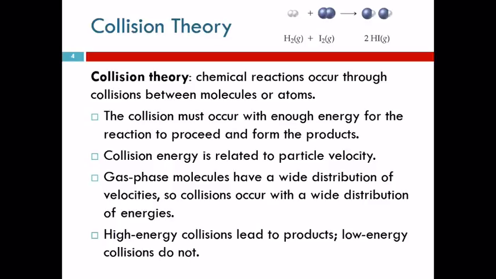And to look at that, we're going to talk about something called collision theory. Collision theory says that chemical reactions occur through collisions between molecules or atoms. So we're going to look at this simple reaction where one molecule of hydrogen reacts with one molecule of iodine to form 2 molecules of hydrogen iodide. So we have to have a collision. The hydrogen molecule has to literally bump into the iodine molecule in order for there to be a chemical reaction.